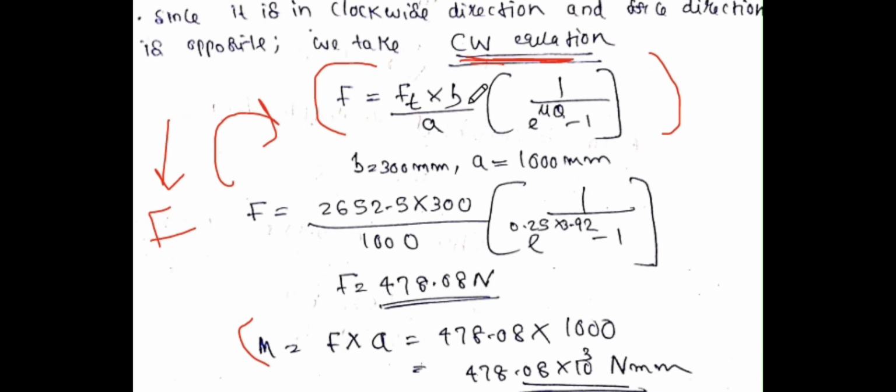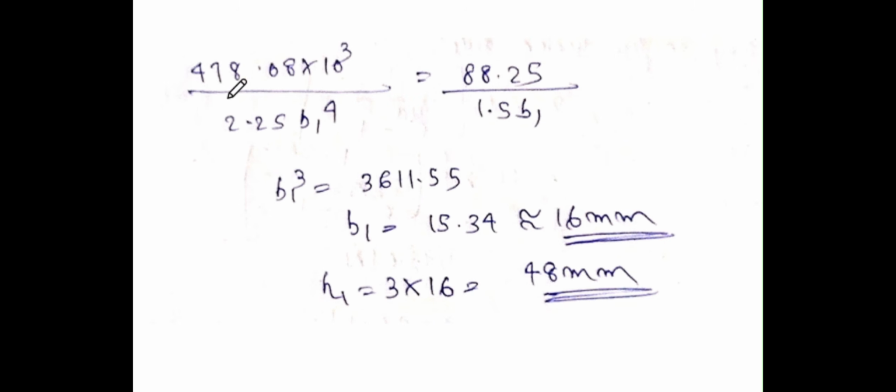We know b is the distance between the fulcrum and one end of the band. We know the total length a, we know mu, we know theta, we know all the values. You get the value of F as 478 Newton. From there you can find the moment. Moment will be force into that distance, and that should also be in Newton mm. So you got the moment. The next part is simple. All you have to do is substitute in that previous equation.